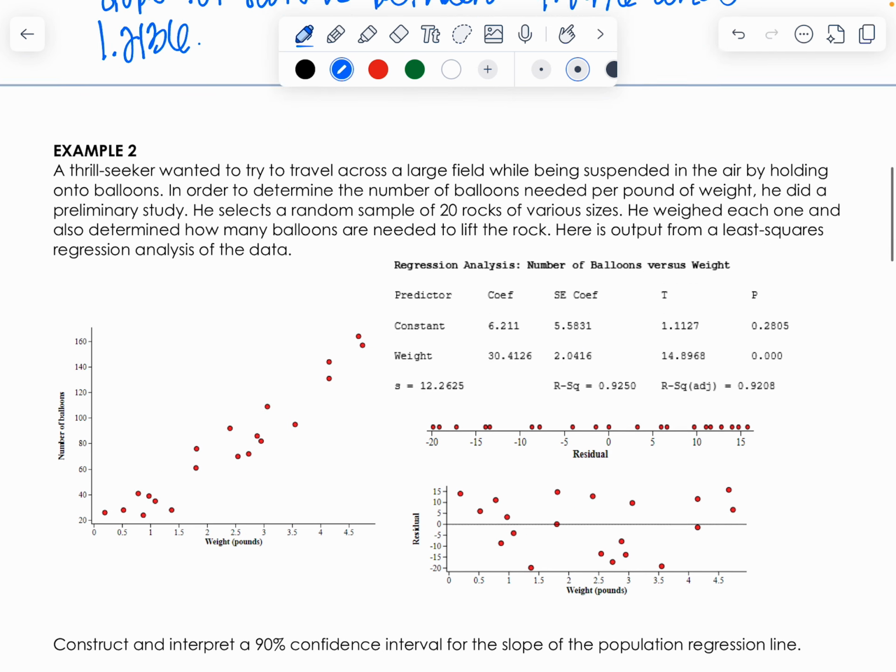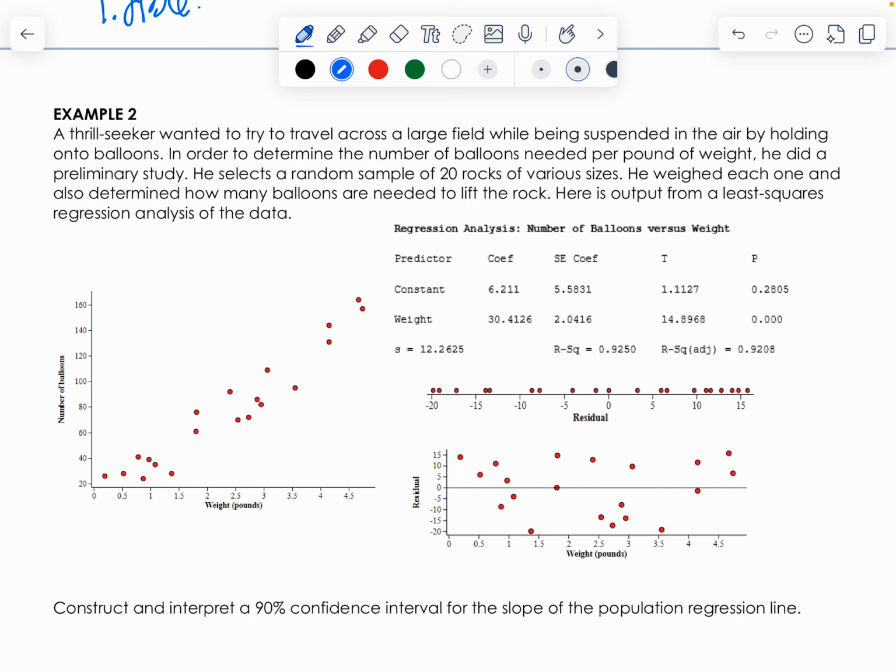All right, we're going to do one more together. A thrill seeker wanted to try to travel across a large field while being suspended in the air by holding on to balloons. In order to determine the number of balloons needed per pound of weight, he did a preliminary study. He selected a random sample of 20 rocks of various sizes, weighed each one, and also determined how many balloons are needed to lift the rock. Here's the output from a least squares regression analysis of the data.